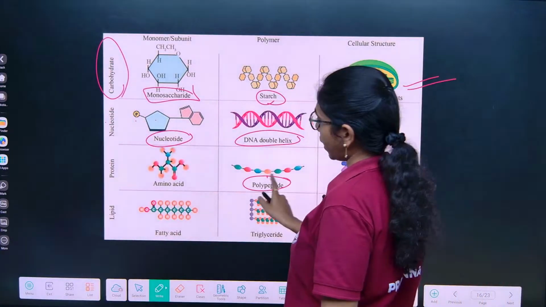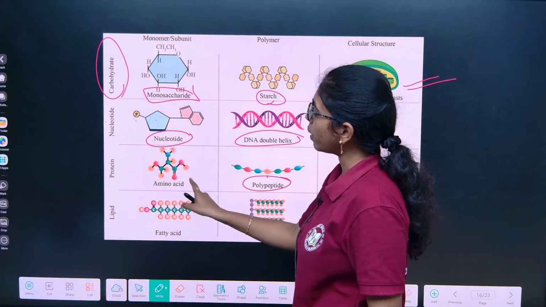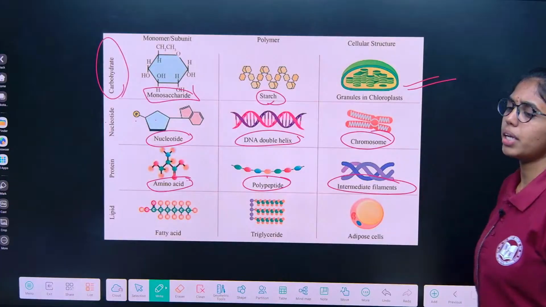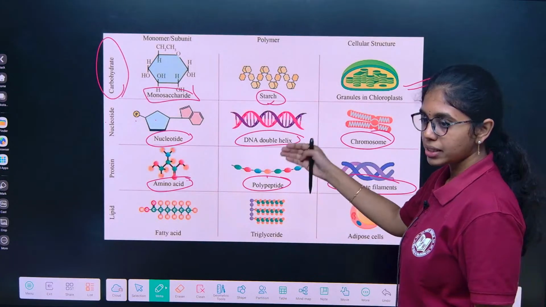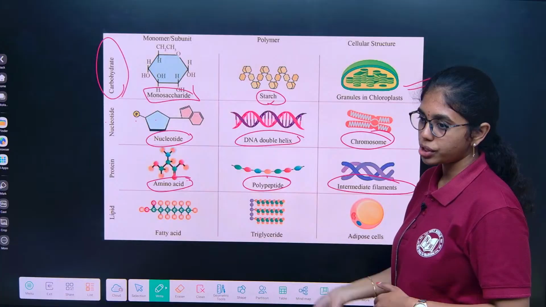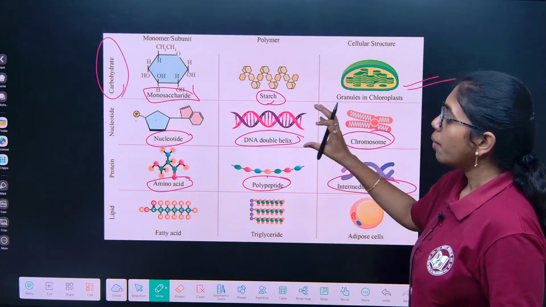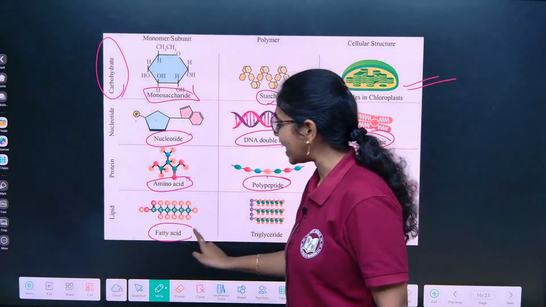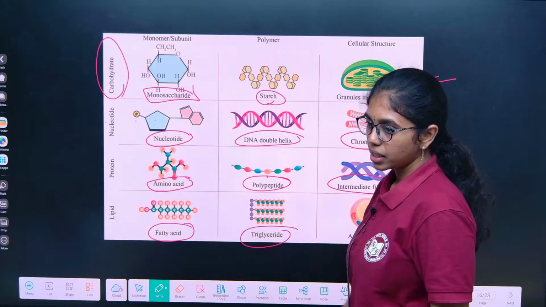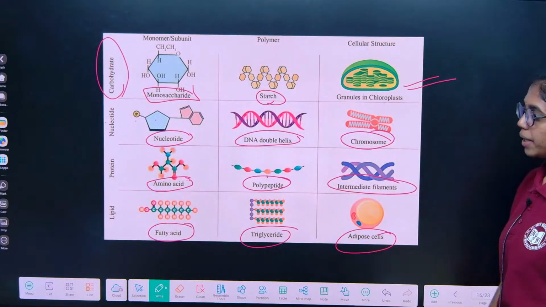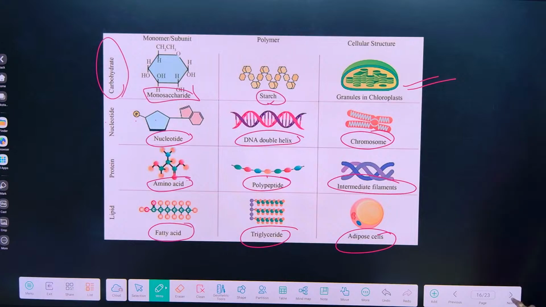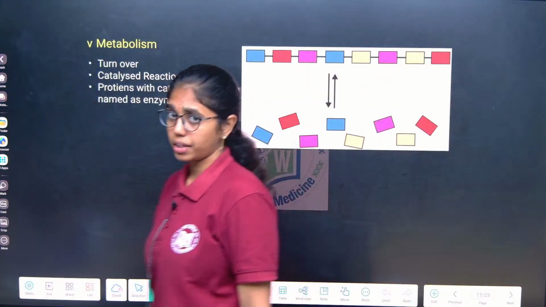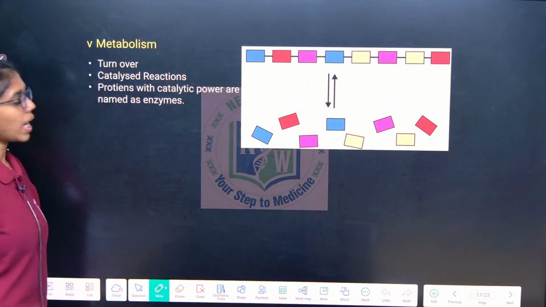Next is polypeptide. A polypeptide chain is a heteropolymer of what? Amino acids. Okay, and these are found in intermediate filaments. Next, proteins are found everywhere. We have learnt, like hormones, receptors, channel proteins, everywhere proteins are present, right? In that table we have learnt. Next is lipids. They have fatty acids and glycerol. Triglycerides is the example. For example, adipose cells which have lipids.